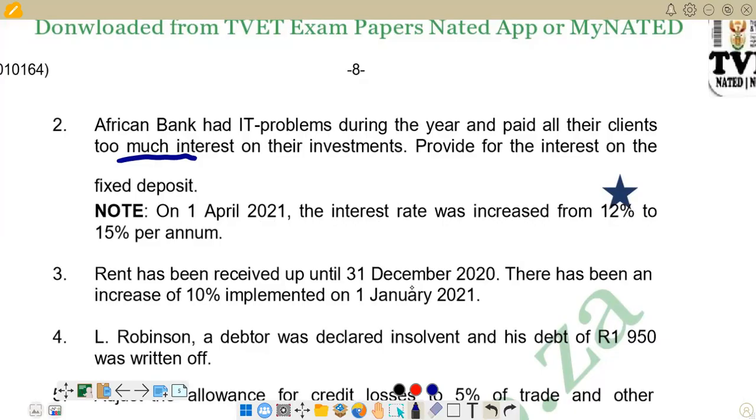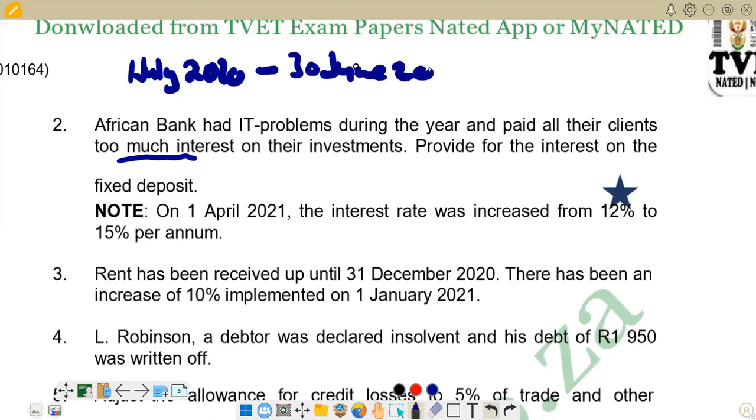So we understand our financial year. Let's take note of our financial year. Our financial year is starting on 1 July 2020. That's very important. We can take note of this down as we start our question. And then it ends on 30 June 2021. That's the period. Remember, it's supposed to be 12 months, 1 year, as it is prepared on an annual basis, right? And then we are told that on 1 April 2021, the interest was increased from 12% to 15%.